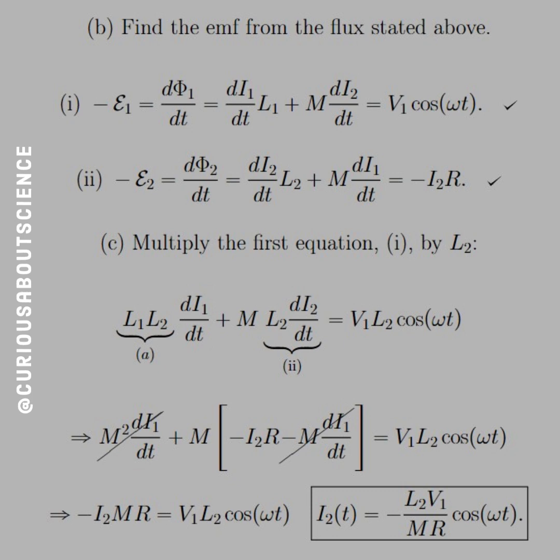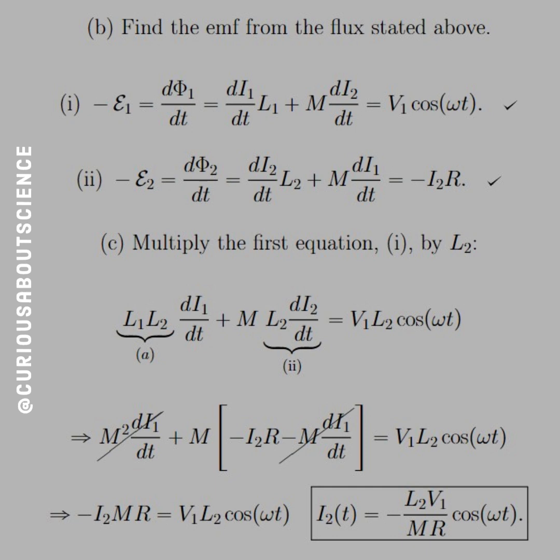Alright, now in part B, find the EMF from the flux stated above. Well, for situation 1, we have EMF 1 is the negative time derivative of flux 1. The only thing that changes with time in flux 1 is the current, and we set that equal to V1 cosine omega t. And for EMF 2, the only thing that changes is the currents, but instead of the voltage, we set it equal to negative I2 R.